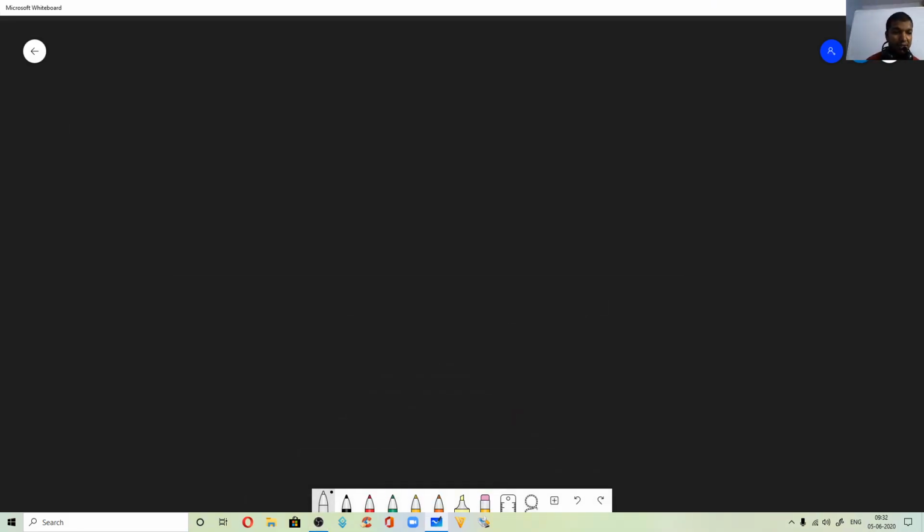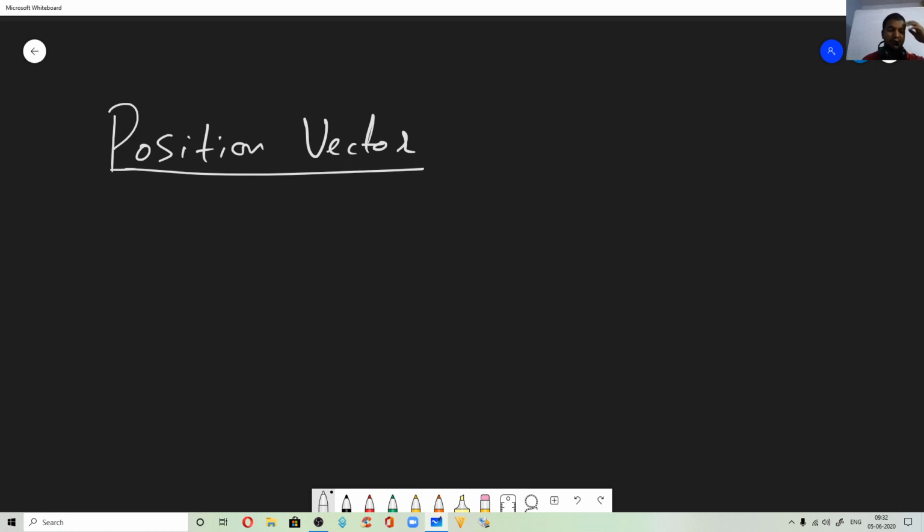Okay, in the previous class we had seen about position vector, correct? I hope you have understood. So just try to imagine you are drawing a position vector wherever you want, right? So you can draw a position vector.